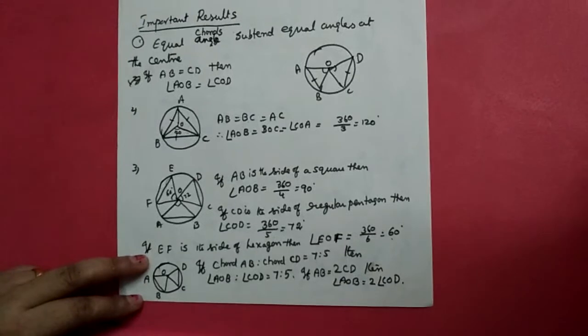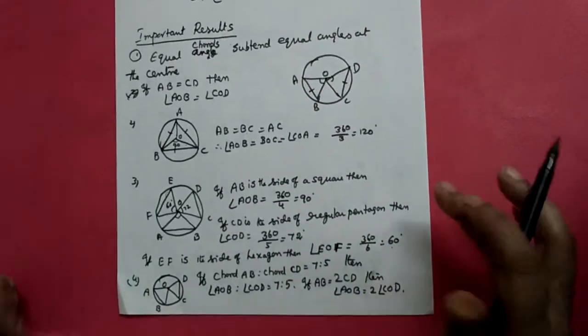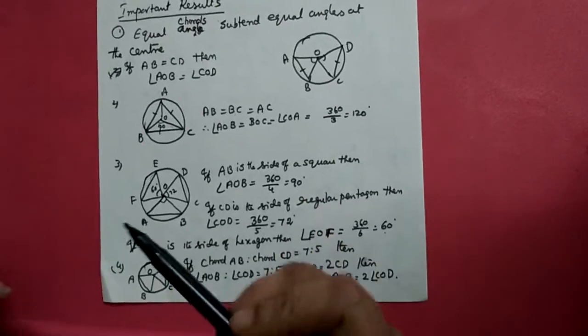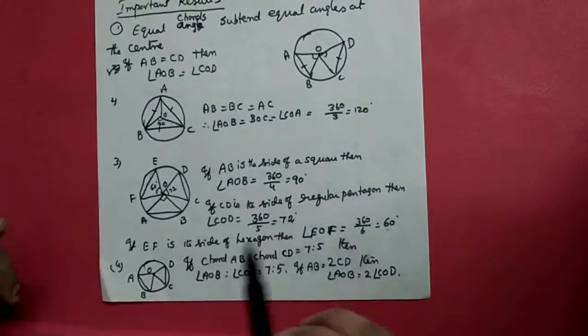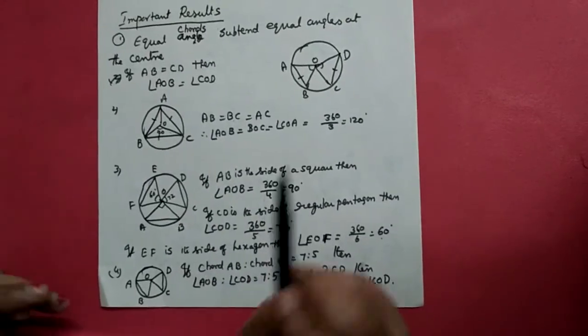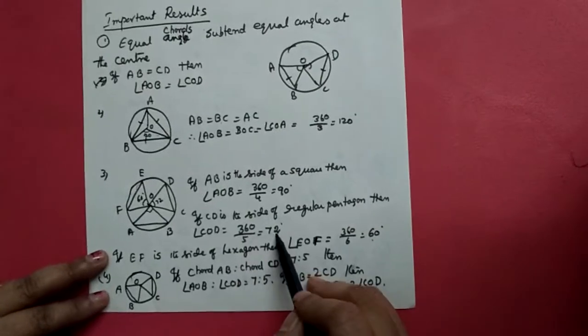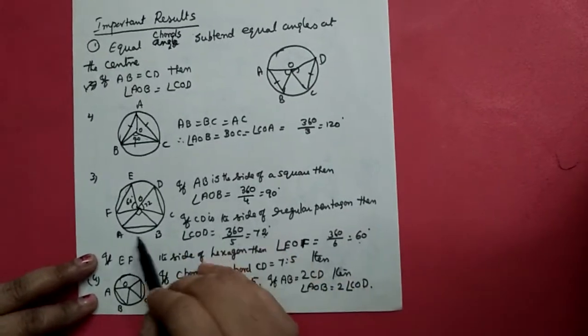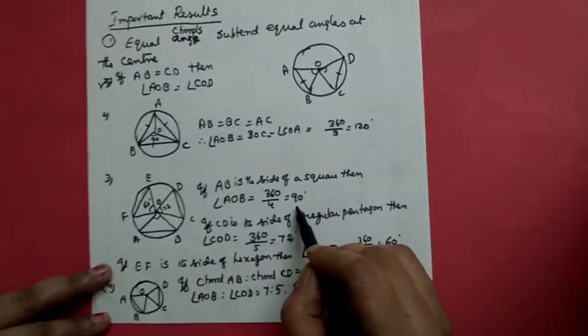So for the pentagon, these are all regular figures, not an irregular pentagon, a regular pentagon. Each side is subtended at the center. Each angle of the pentagon is different, and the angle subtended at the center is different. The angle subtended at the center by a side of a regular pentagon is 360 by 5, which is 72 degrees. And suppose AB is the side of a square. So 360 by 4 is 90 degrees.